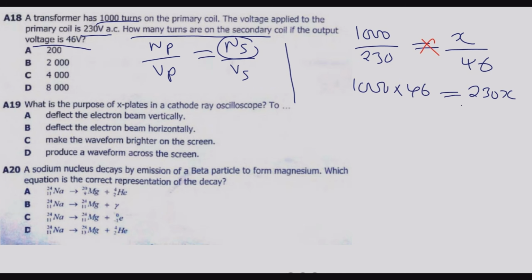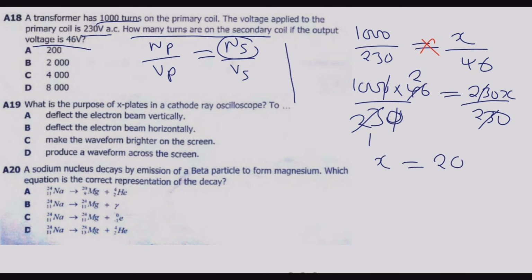230x. 230, 230. So that and that cancels. Then this 0 and this 0 cancels. Then 23 into 23 is 1. 23 into 46 is 2. 2 times 100 is x is equal to 200. So 200 is the number of turns in the secondary coil, which is A.